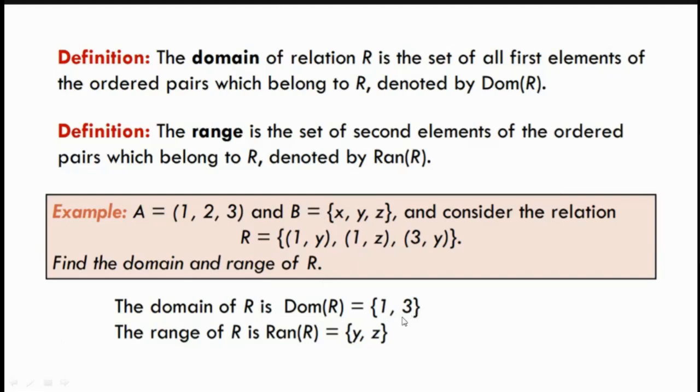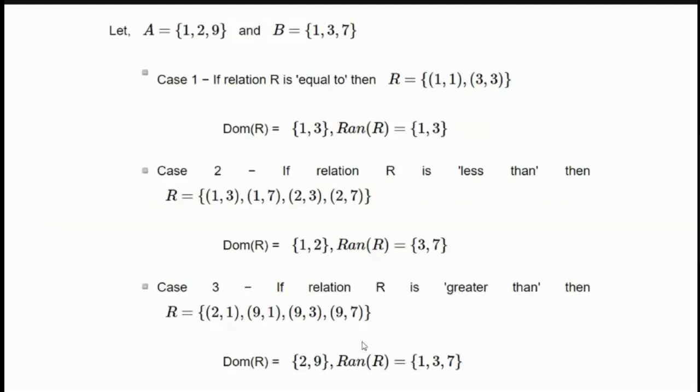Then the range means the second elements of the ordered pairs: y, z and y. Y is repeated 2 times, so you have to take only the unique elements. So the range of R is {y, z}. This is the way the domain and range of a relation are defined. Domain is the first elements of the ordered pairs, and range is the second elements, and no duplicates must be considered.